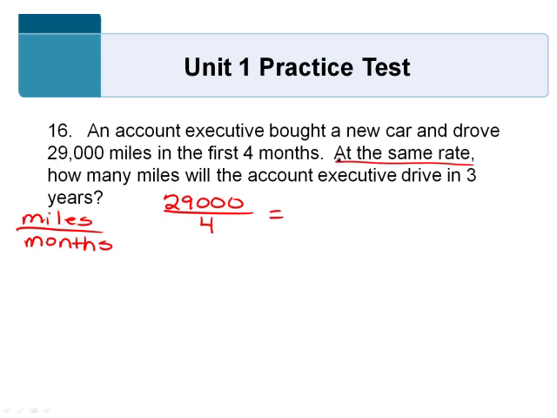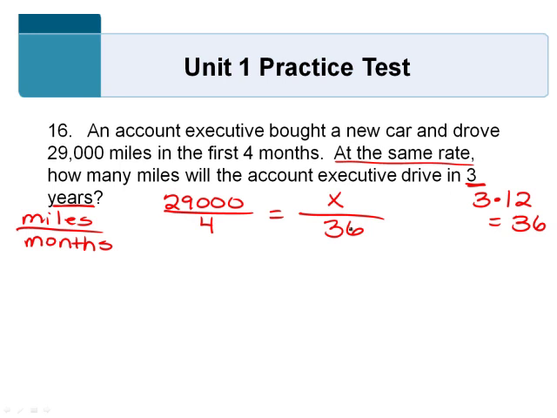So it says how many miles. We're looking for the miles, which is on top. That's going to be X. Will the account executive drive in 3 years? Now, there's the tricky part. 3 years, that is not in terms of months. So you have to take the 3 and multiply it by 12, because there's 12 months in a year. So what we're going to put in on the bottom is 36, because there'd be 36 months in 3 years.